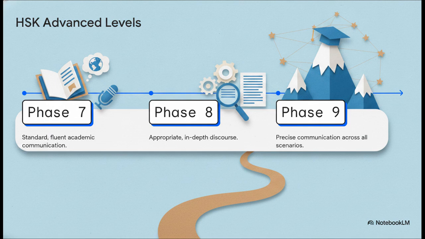And finally, we reach the ultimate destination, the expert levels. Phase 7 and level 8 are where you can fluently debate and discuss really complex topics like current events or history, entirely in Chinese. And that ultimate goal, level 9, that means precise expertise. You're expressing your in-depth ideas flawlessly across almost any professional setting, practically like a native speaker. It's just truly amazing to see the full journey mapped out from a simple hello to absolute fluency.